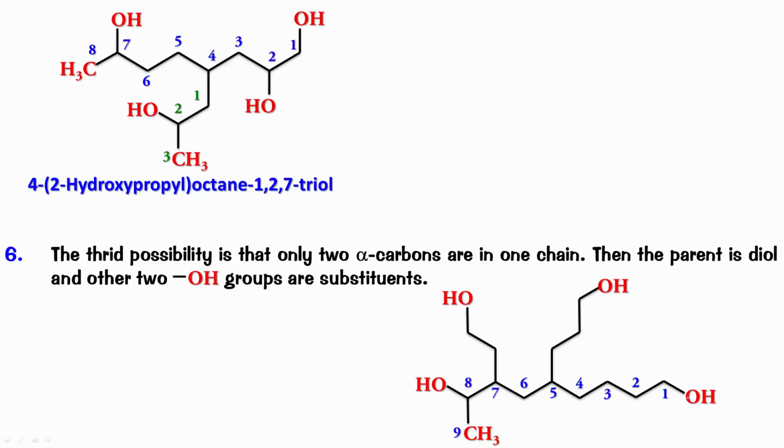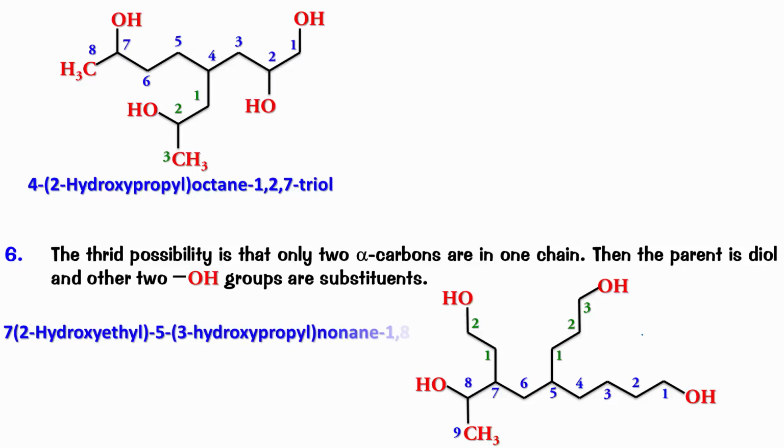Now, how do we name this? It's going to be a diol system, and these two are the hydroxy systems. So if you number the side chains, 1, 2, 1, 2, 3. So this is 2-hydroxyethyl, this is 3-hydroxypropyl, nonane-1,8-diol. 7-(2-hydroxyethyl), 5-(3-hydroxypropyl), nonane-1,8-diol.